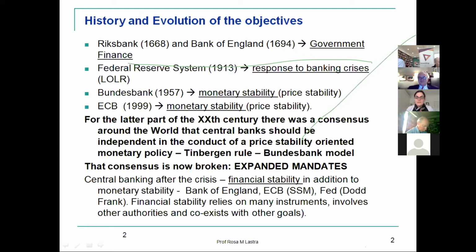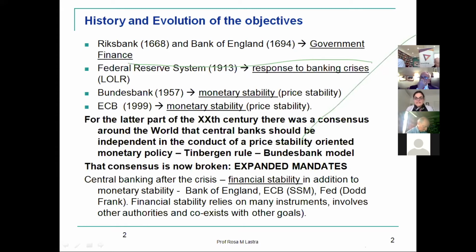As we all know, the monetary policy responsibilities of the Fed were only added in the 1930s. So the primary objective was that. Roll forward, Bundesbank 1957, monetary stability, price stability. It is not the only central bank or the first one that had monetary stability, but it became the bastion of what we know, the Tinbergen rule, the one agency, one objective, one function. So I call it the Bundesbank model because it is the model that inspired the ECB in 1999.